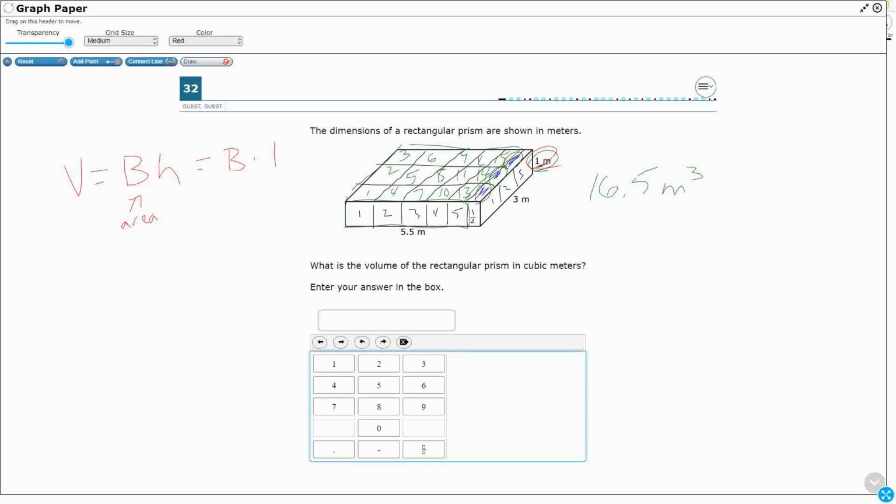So if we looked at this as an area, right, this is going to be length times width. So another way to look at this would be length times width times height. That's another way to look at it. So what's my length and width? Well, 5.5 times 3. So that's going to be 15. That's going to be 15, 16.